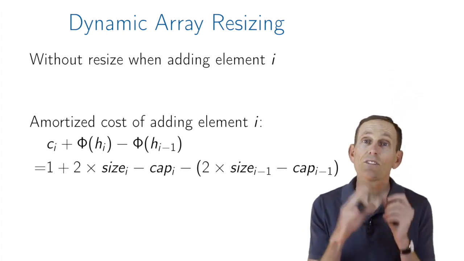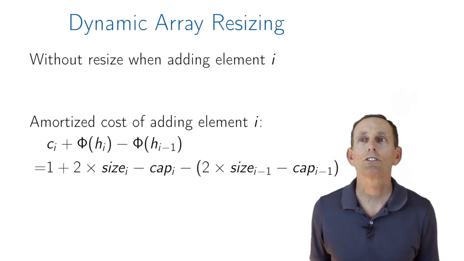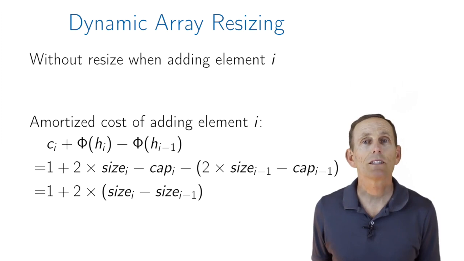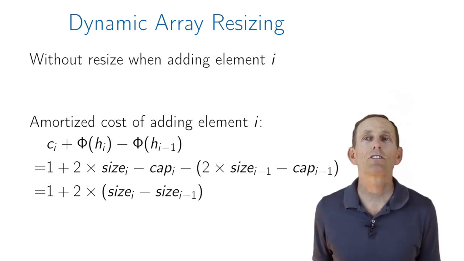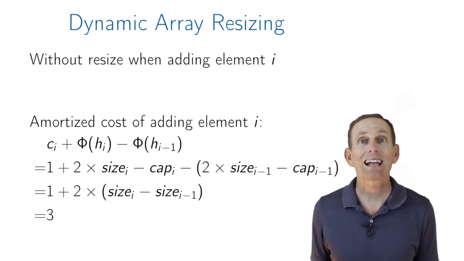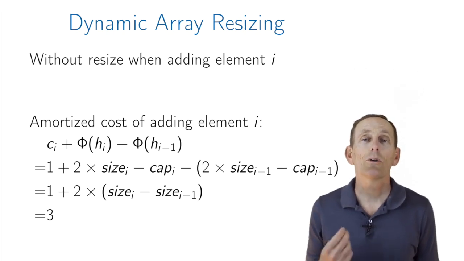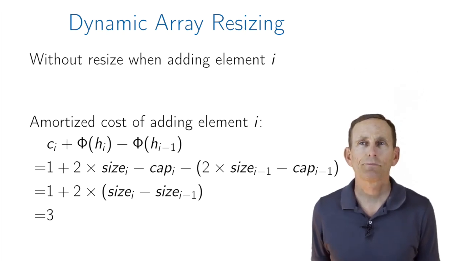Well, what do we know? Since we're not resizing, the capacities don't change, so the capacities cancel themselves out. And so we are left with 2 times the difference in sizes. But what's the difference in size? The difference in size is just 1 because we added 1 element. So this is just 1 plus 2 times 1, or 3. It's no accident that this 3 is the same value that we saw when we used the Banker's method.